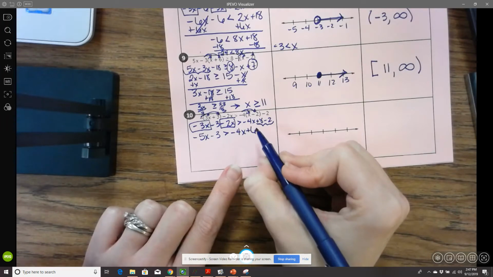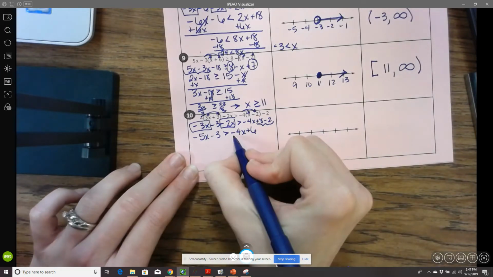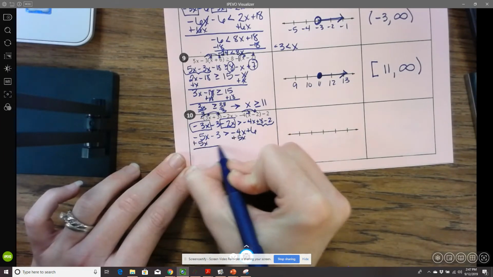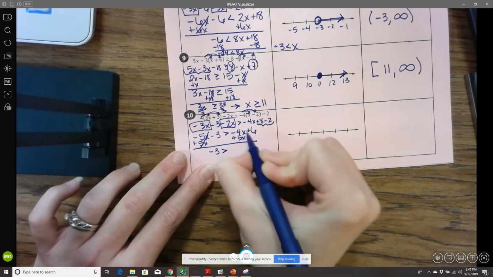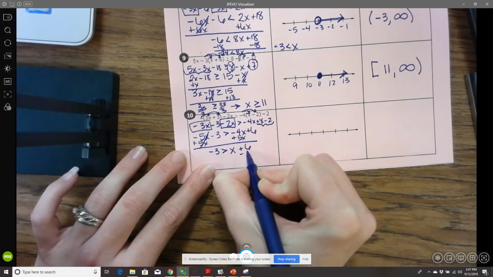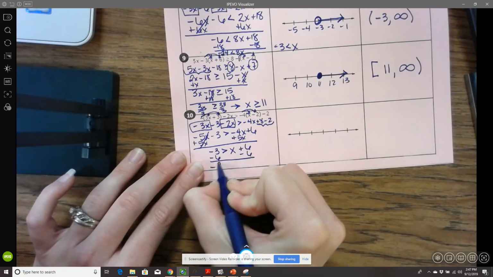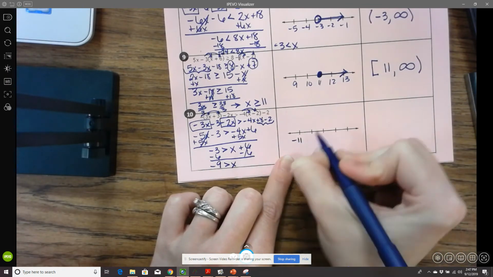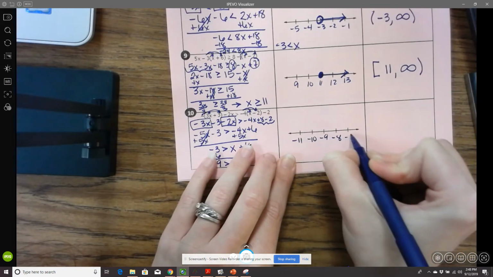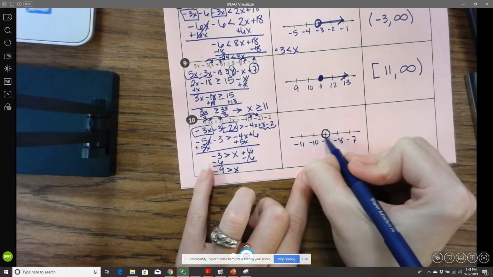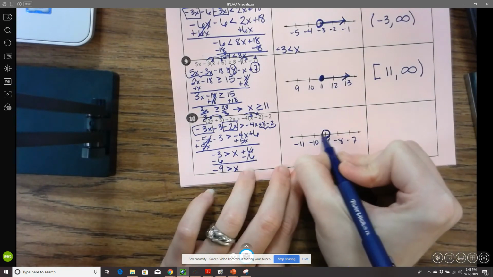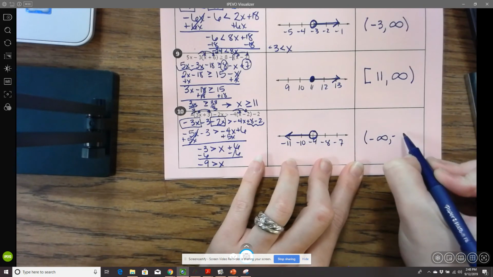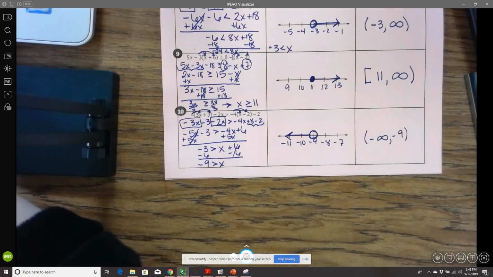plus, should be 6. Okay, so let's move the 5x. So I will have negative 3 is greater than x plus 6. I'm going to subtract the 6 from both sides, and I get negative 9 is greater than x. So open circle at negative 9. X is less than negative 9. So I'm going towards negative infinity. So negative infinity, comma, negative 9. So that's it for this video.